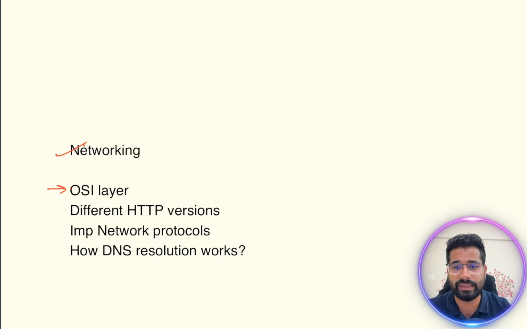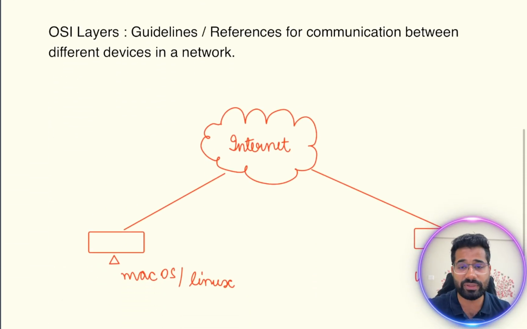Hi everyone. Today we're going to start with networking, and in today's video we'll learn about the OSI layer. In the subsequent videos we'll discuss different HTTP versions and what improvements each HTTP version came up with. We'll discuss important network protocols, when and why we should use them and when and why we should not use them. We'll take an example and see how DNS resolution works. So let's get started today with the OSI layer.